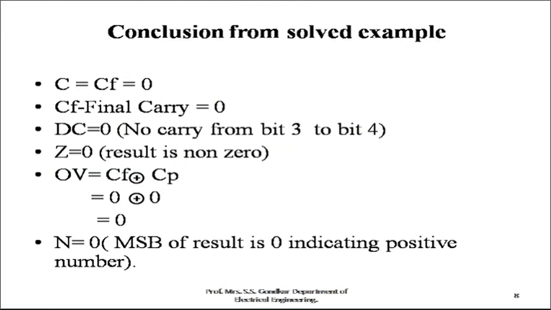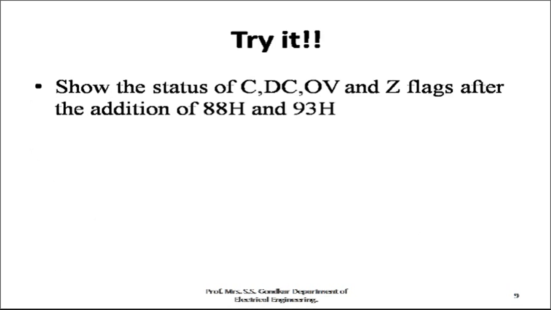In this way you have to set the individual bits of the status register. On similar terms you can try this: show the status of C carry flag, DC digit carry flag, overflow flag and Z flag after the addition of these two hexadecimal numbers, 88H and 93H. You can try it out as homework.